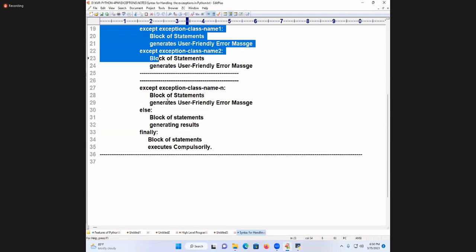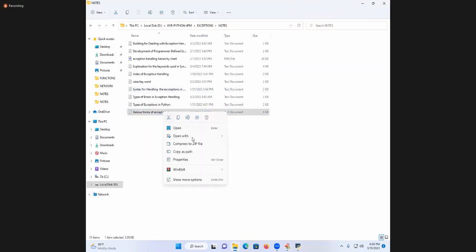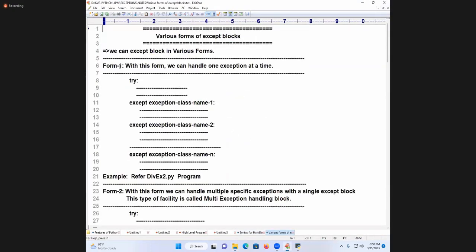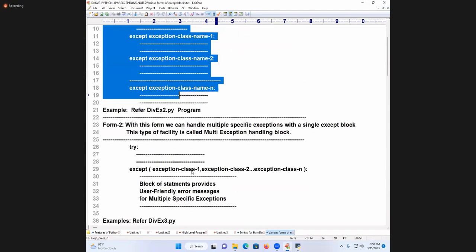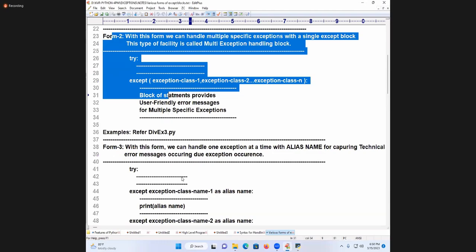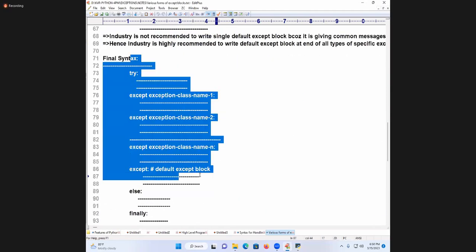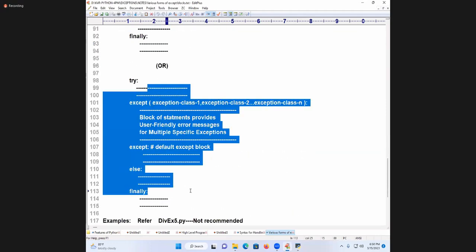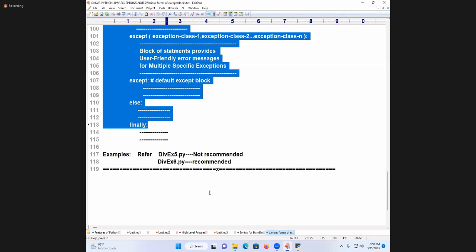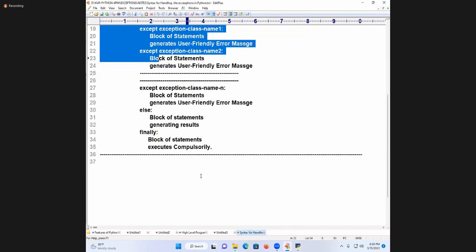See the syntax here, and another syntax, I will open it. How many syntaxes am I going to tell you? Form 1 syntax, Form 2 syntax, Form 3 syntax, Form 4 syntax, and the final syntax in real time. There are 2 final syntaxes in real time. All those things we will discuss. Understand, students? So I'm going to conclude my sentences.